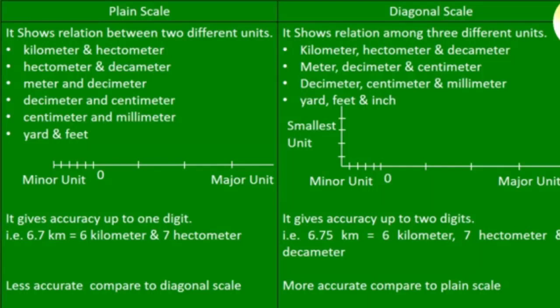Now we will see what is diagonal scale. Now diagonal scale shows relation among three different units. That is the major unit, the minor unit and the smallest unit. It represents three units, major, minor and the smallest units. For example, kilometer, hectometer and decameter. Now in this, the major one is kilometer, the minor one is hectometer and the smallest one is decameter.